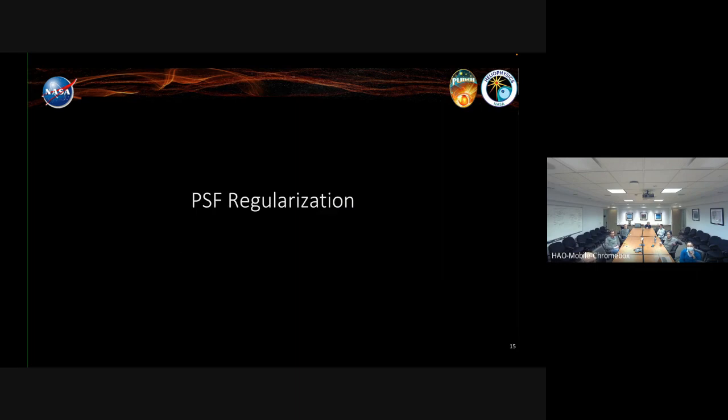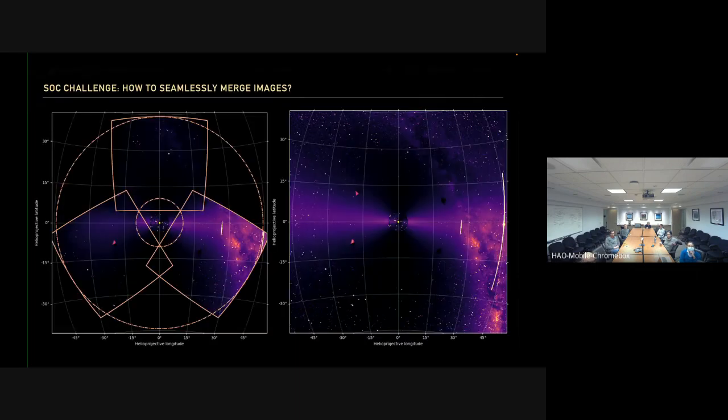All right, PSF regularization. So here's the problem in a nutshell. We have these fields of view that we have to merge. And the images here are representative. They're taken from one of the STEREO roll campaigns. So we mocked those up to have the same optical distortion and so forth that PUNCH will have, and then redistorted them into our final data product coordinate system, which is azimuthal equidistant projection of the celestial sphere.